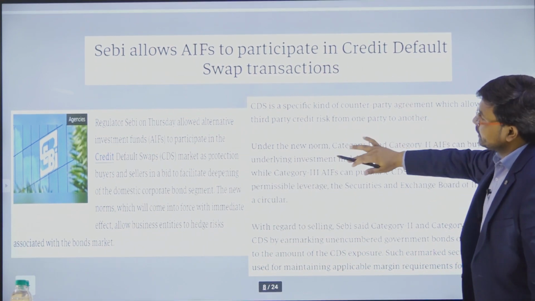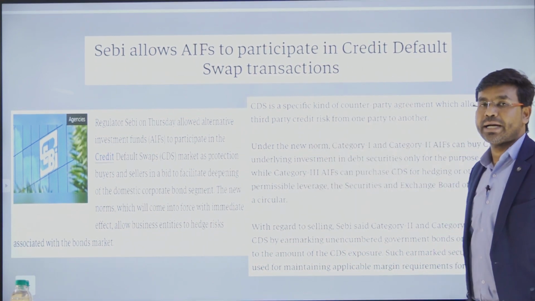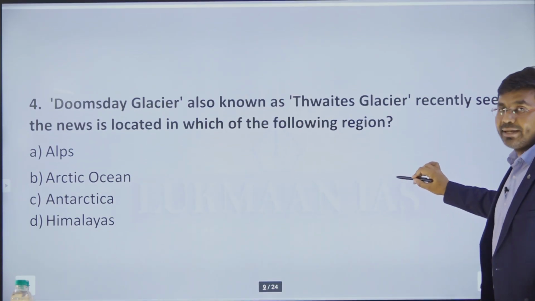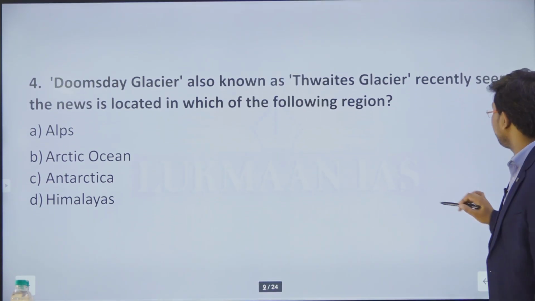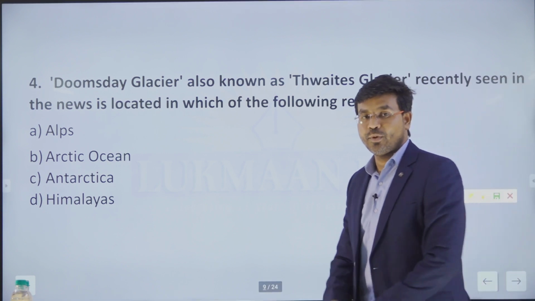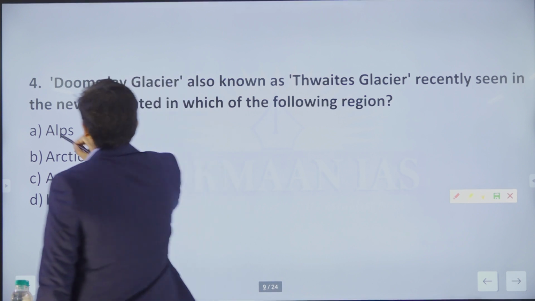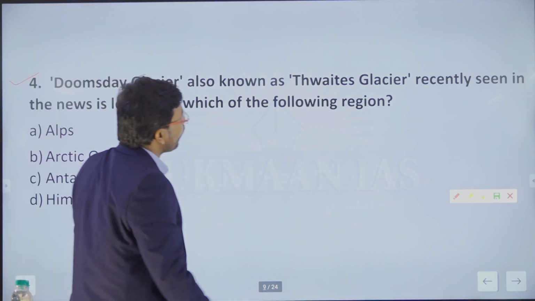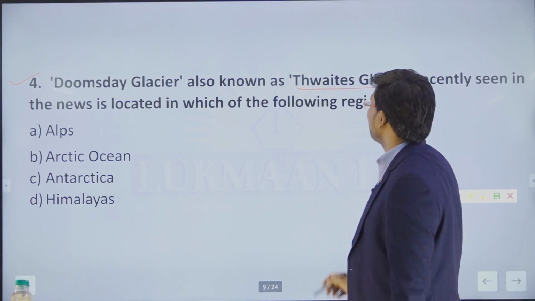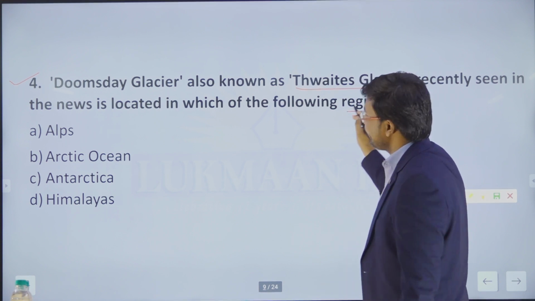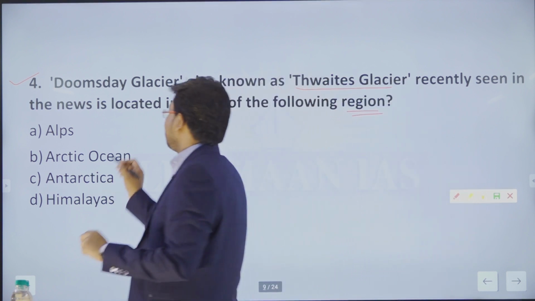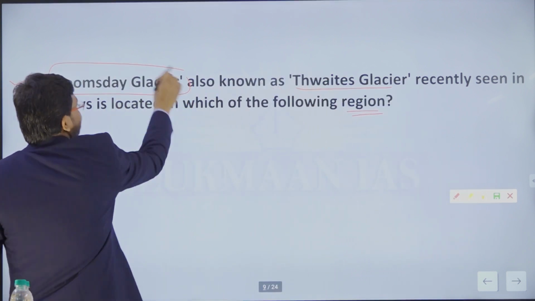Okay, so this was in news, so that's why we have asked a question on this topic. The topic seemed to be a little technical in nature, but if you read it more, you will be able to understand it. Okay, so with this we will take the fourth question. It says: Doomsday Glacier, also known as Thwaites Glacier, recently seen in news, is located in which of the following region? Okay, so here basically there is a glacier which was in news.